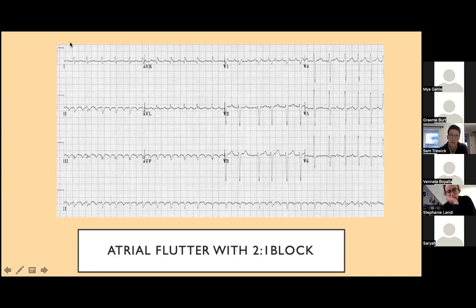And then what I do is I just look for the most positive R wave. That's the direction that the electrical potential is going to. On this, you can see that it's somewhere between lead 1 and AVL, so it's pointing in more of the left axis deviation.